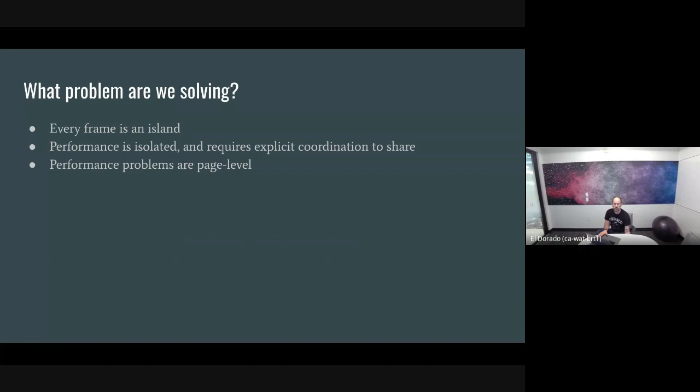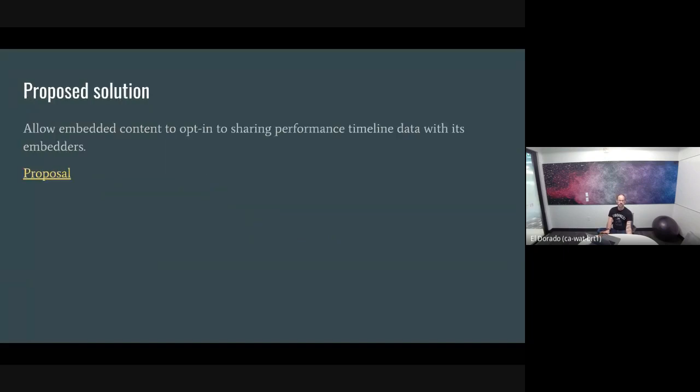Because in the end, performance problems themselves are often page level, not frame level. And the top level page really needs to be aware of what's going on in the whole page to be able to make reasonable decisions. So our proposed solution is to basically allow embedded content to opt in. So an explicit opt-in to implicit sharing of performance timeline data with your embedders. There's a link here to the actual concrete proposal. I'll share the slides afterwards once I can move them to somewhere shareable.